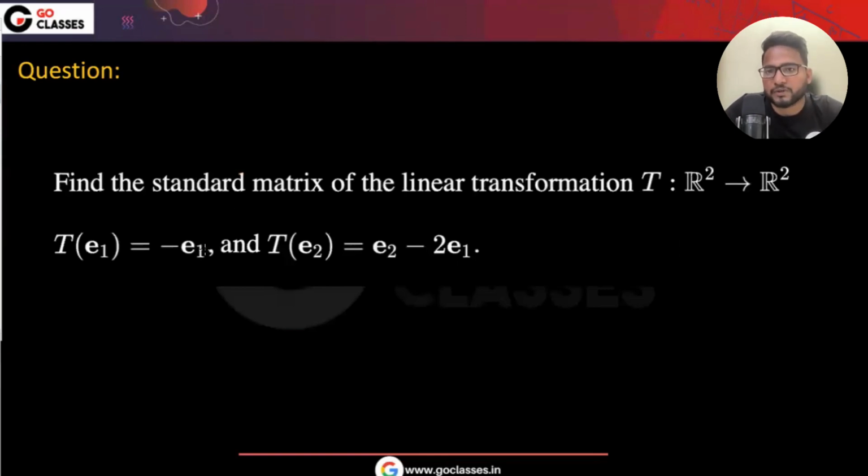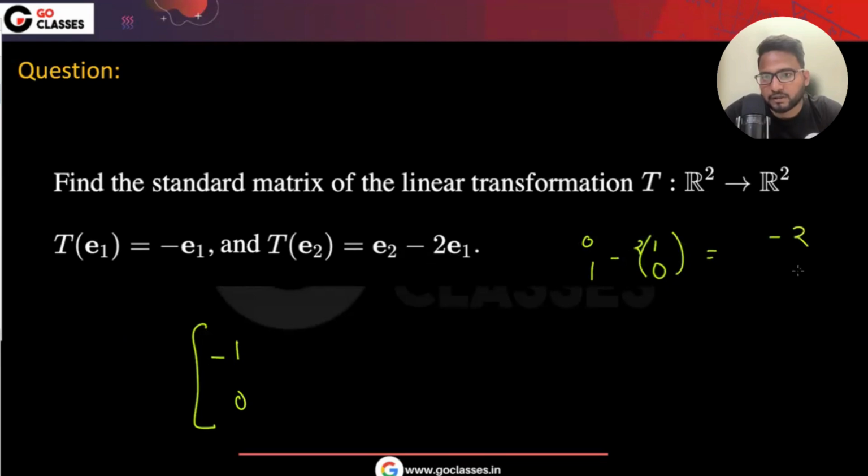Find the standard matrix for this linear transformation. I think you can do it, right? E1 is nothing but 1, 0. So it will be minus of 1 and then 0. And then E2 is 0, 1, right? 0, 1 minus 2 of this. So it will be minus 2, I think, and then 1, right? Minus 2 and 1. Okay.